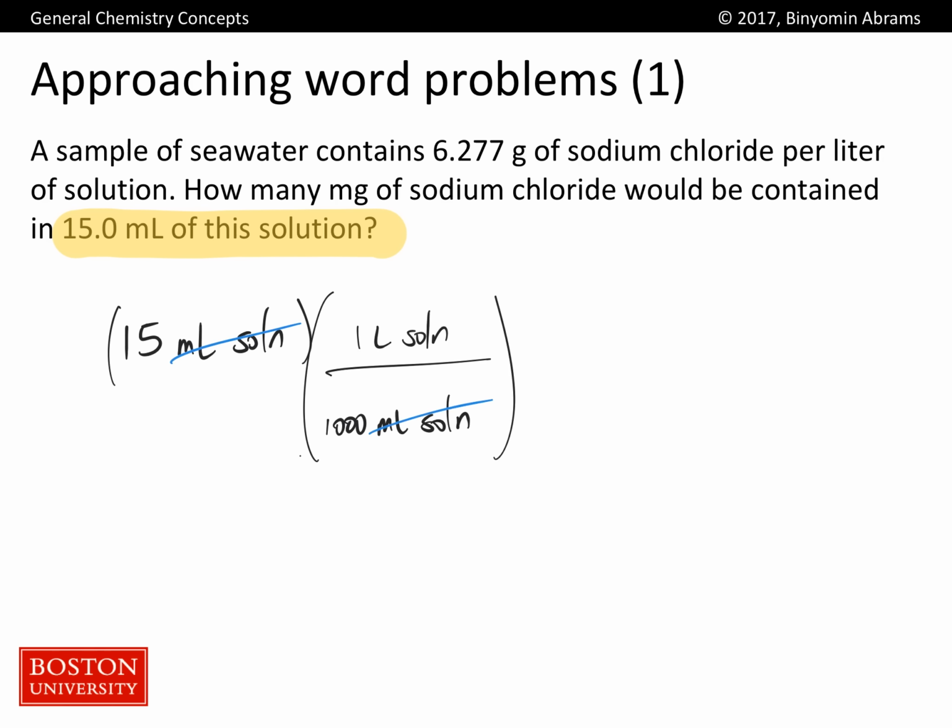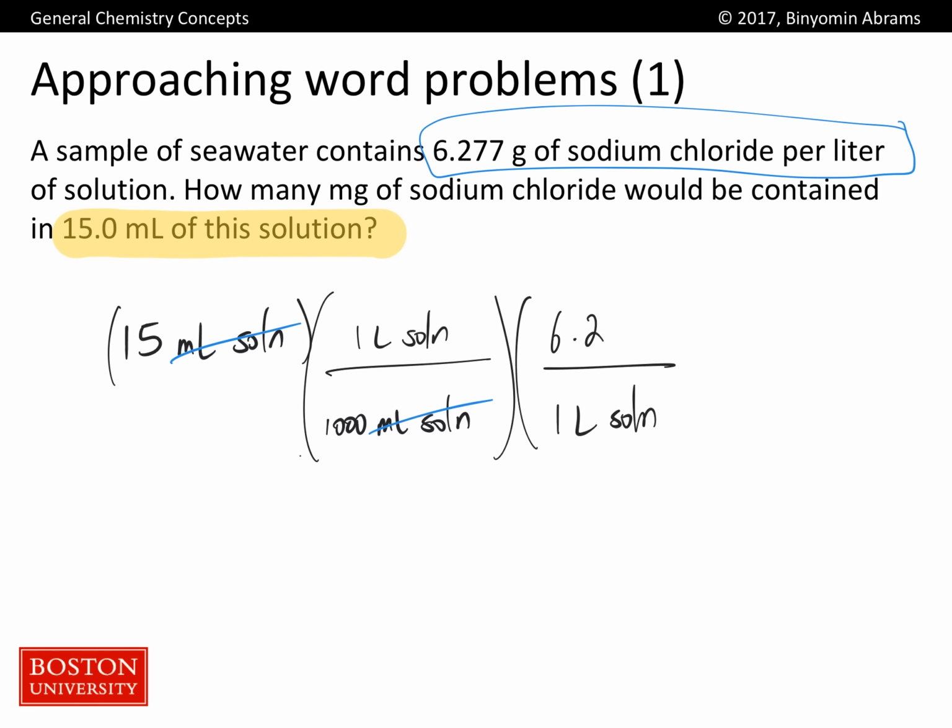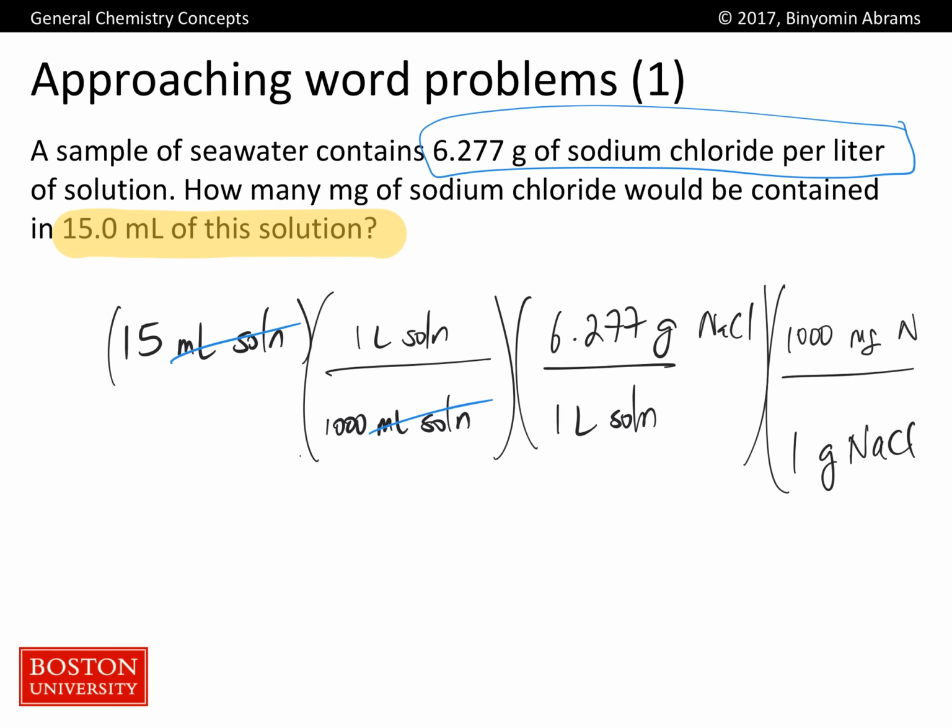Well, once we have liters of solution, we know that liter of solution is related to mass of sodium chloride. And so now we can continue and say that in 1 liter of solution, we have 6.277 grams of sodium chloride. Finally, 1 gram of sodium chloride is equivalent to 1,000 milligrams of sodium chloride. Okay, and solving this will get you your solution.